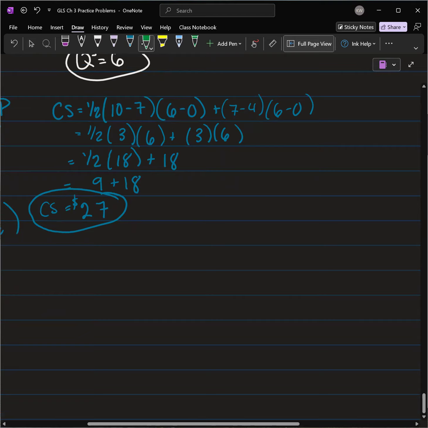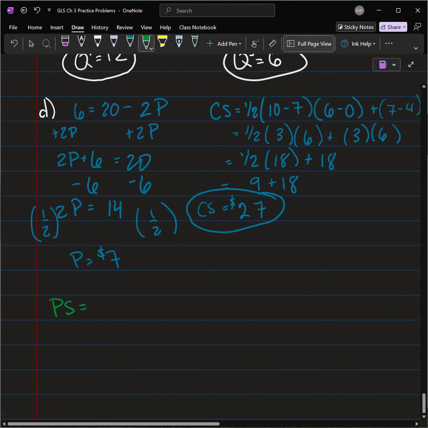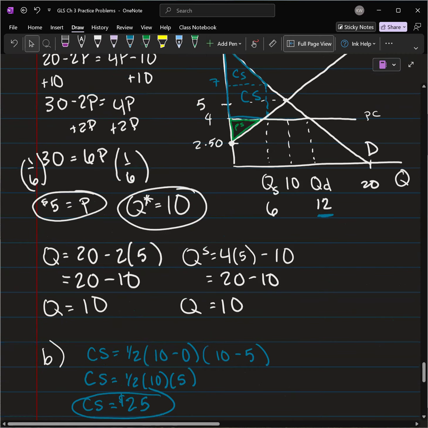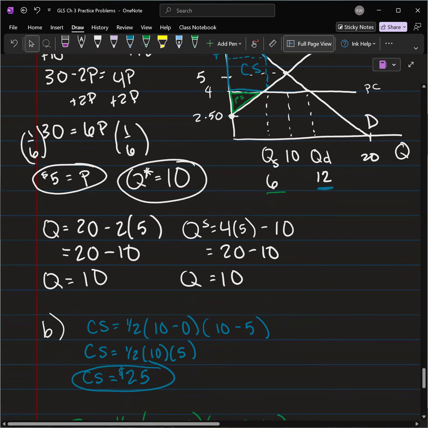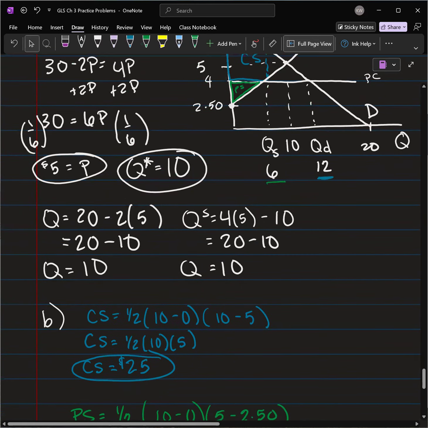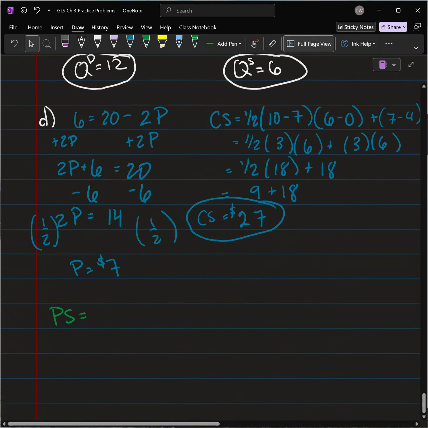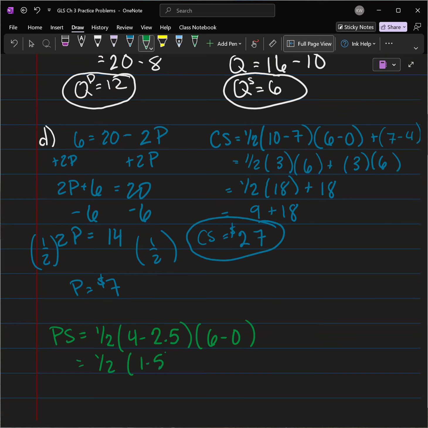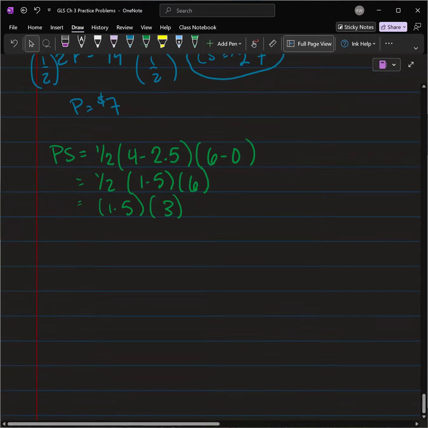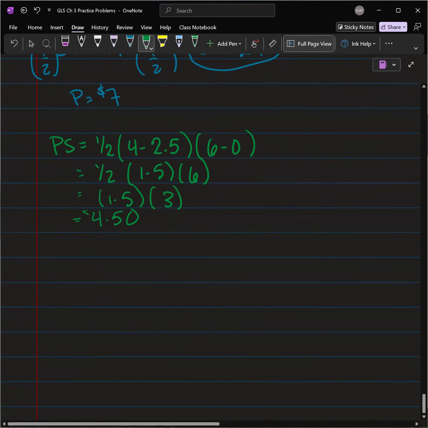Now we need to find our producer surplus. And our producer surplus is just that smaller triangle. So we're going to have 1/2 times the base, which is the number of ice creams traded, which is 6, times the difference between the price ceiling of $4 and the supply choke price of $2.50. So the producer surplus is equal to 1/2 times 4 minus 2.5 times 6 minus 0. Simplifying, we get 1/2 times 1.5 times 6. 1/2 of 6 is 3, so we get 1.5 times 3, which is equal to $4.50.